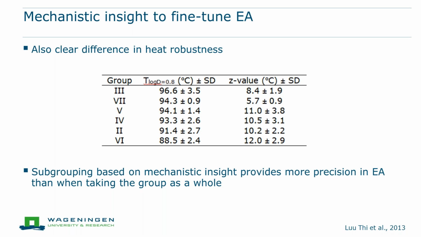So based on genomic investigation, we could make subgroups. And when we then collect phenotypes of these different subgroups, the exposure assessment can be done for the different subgroups. And this gives then more precision than when you take the whole group as a whole.